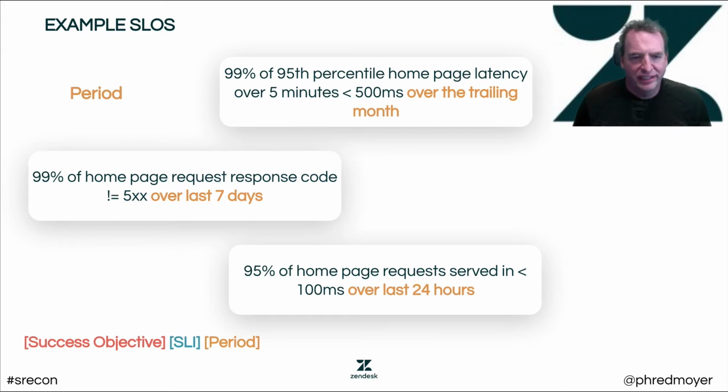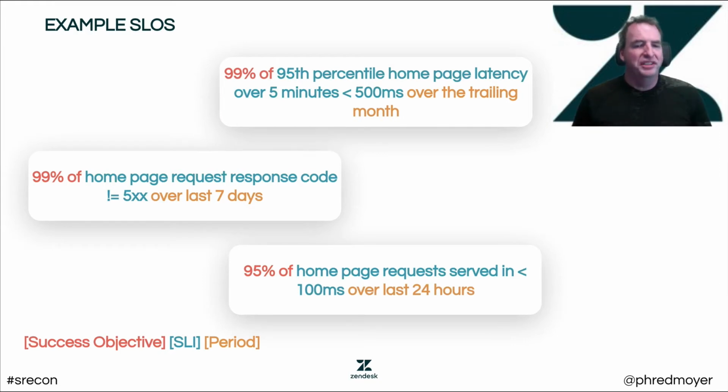Our SLOs also need a time period. Without this, the SLO is meaningless. 95% of homepage requests served in less than 100 milliseconds is an SLO I've seen before. But over what time range? I've seen a lot of SLO examples throughout the references that I mentioned, which include the success objective percentage in the SLI, but neglect the period. SLOs are math equations, and you can't just leave off part of them and expect them to work. So keep an eye out for the time period when you're looking at SLOs. Let's put it all together. Success objective, SLI, period. This is the formula for SLOs that we use as a template.